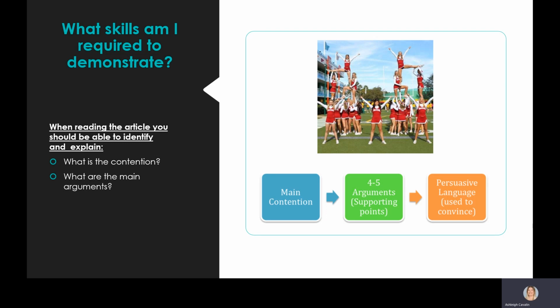Then we have 4 to 5 arguments. Now, it really depends on the type of article that you're reading. There may be more arguments and there may be less, but essentially they support the contention. Lastly, at the bottom of the pyramid, we have a lot of persuasive language that is used to convince the audience of those supporting arguments and ultimately the main contention. Essentially, all of these elements work together to hold up and support that overall main reason.